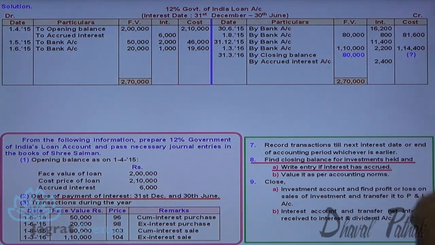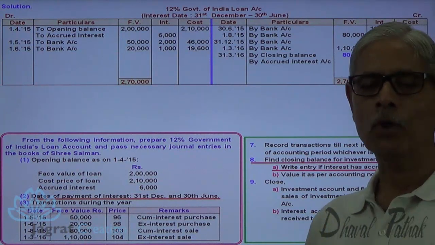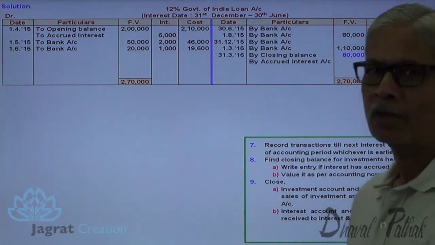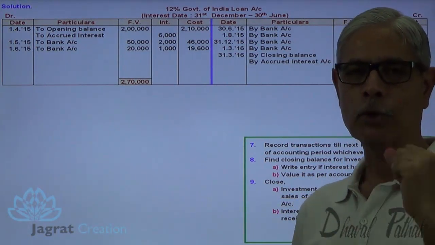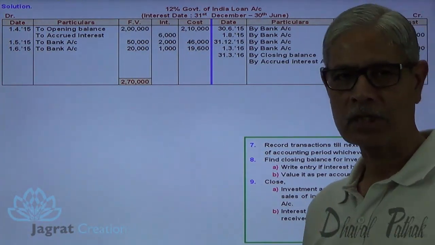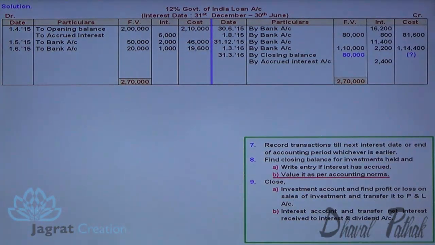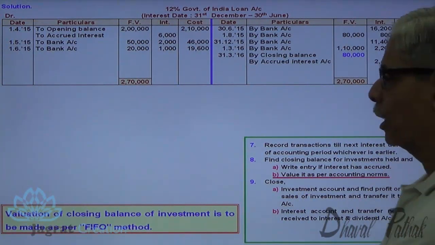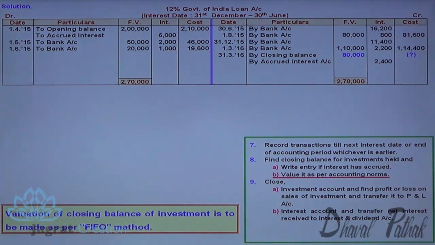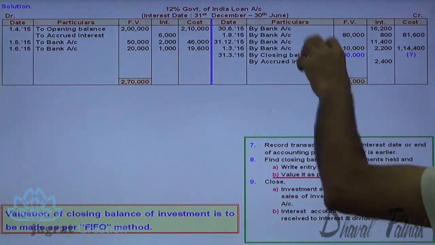Now find the value of investment as per accounting norms. The method to be followed is first in, first out. That I already explained to you while introducing you to the sum. First in, first out. 2 lakh, first in. See, look at my style of presentation. Valuation of closing balance of investment is to be made on FIFO method. So to explain, I will just remove these columns for a while.